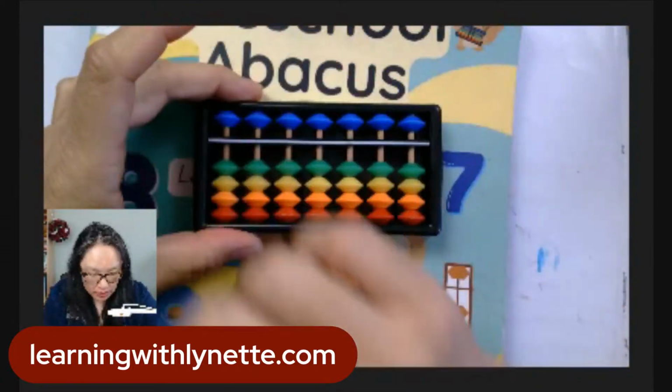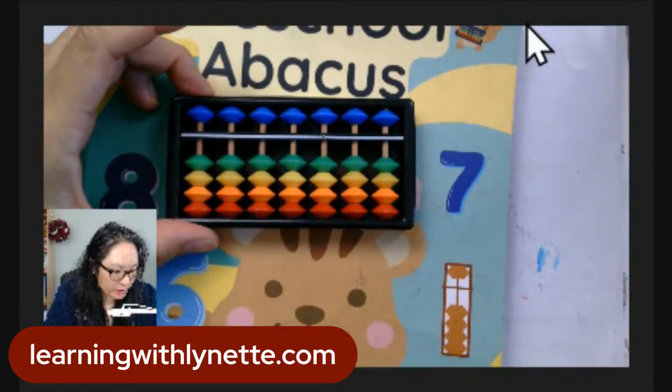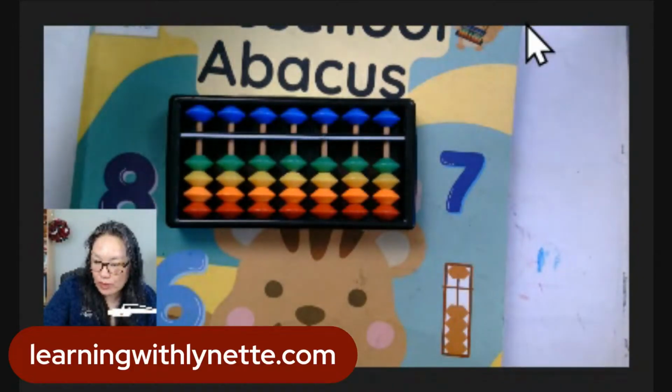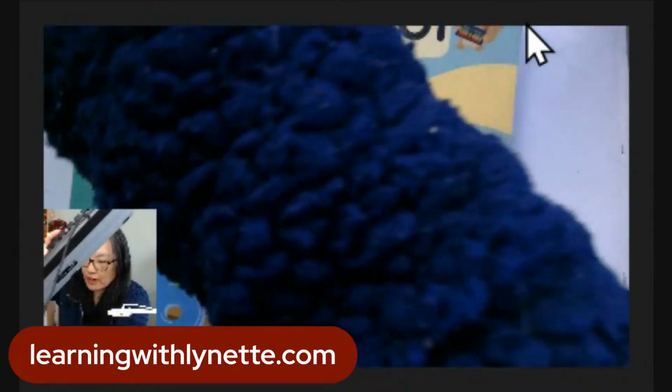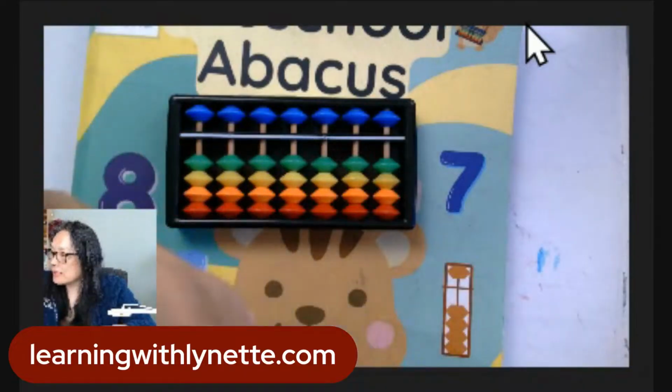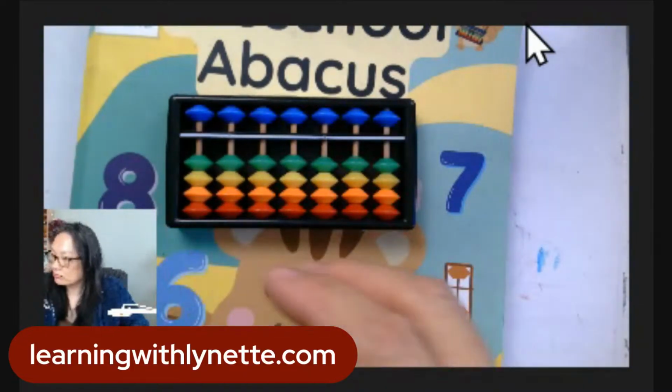What are we doing? We're going to be counting on the abacus. We have one. Then when we look, we have two. What are we doing? This is an abacus. This is a counterpoint.